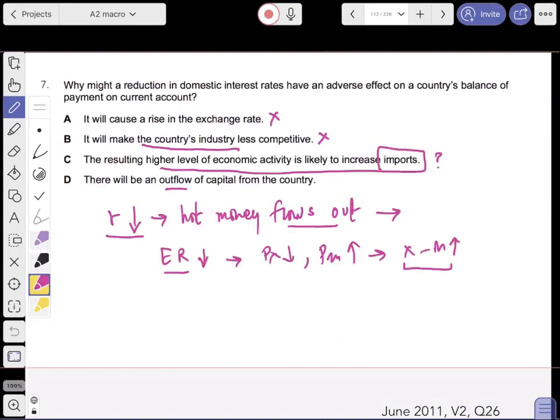There will be an outflow of capital from the country. The outflow of capital will happen, but that will not affect your current account. That will only affect your financial account. That will happen. So in this kind of a case, you may have a case of C to be the right answer.